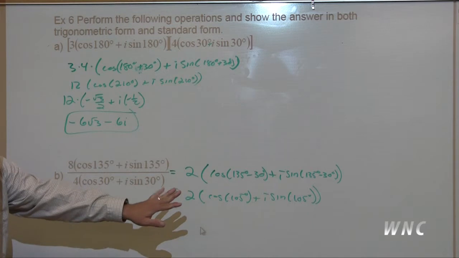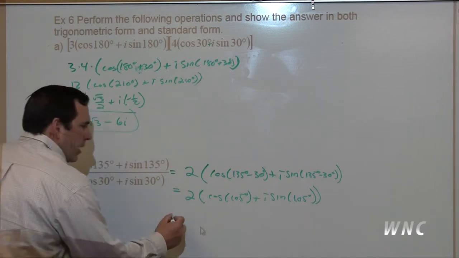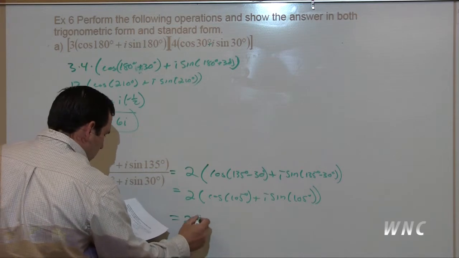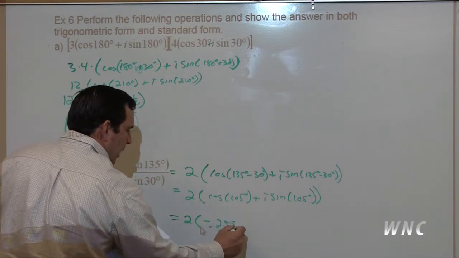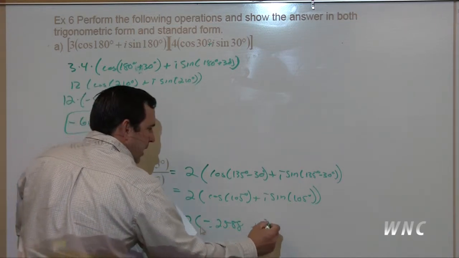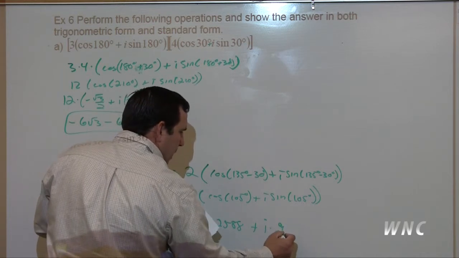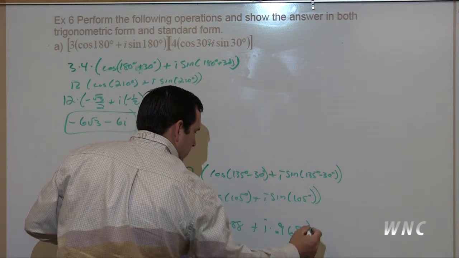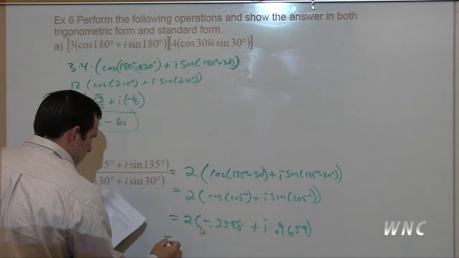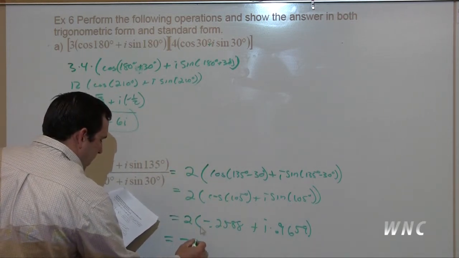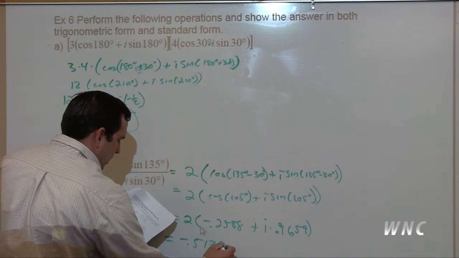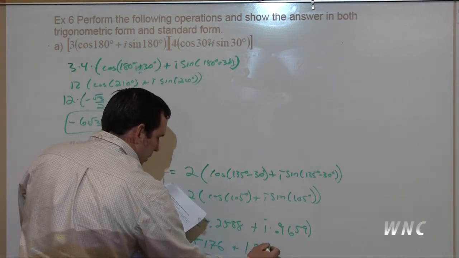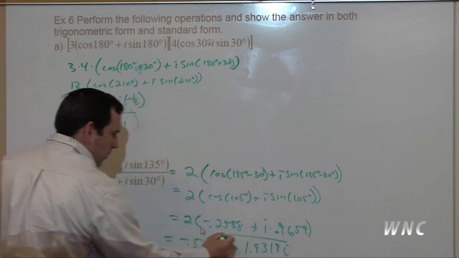If we want the answer in standard form, we're just going to have to plug that in the calculator, make sure it's in degree mode, and we end up with 2 times negative 0.2588 plus i times 0.9659, and that's going to be negative 0.5176 plus 1.9319i.